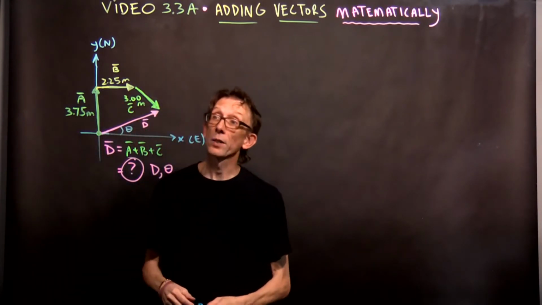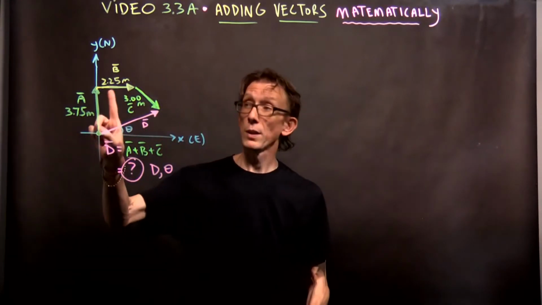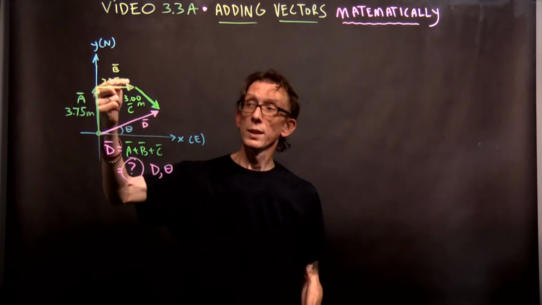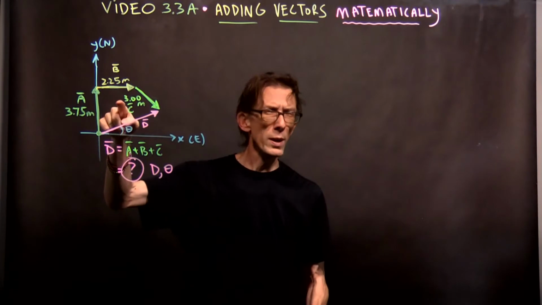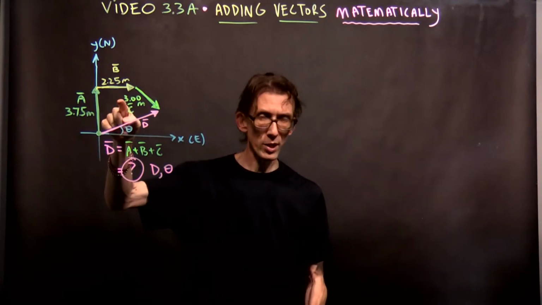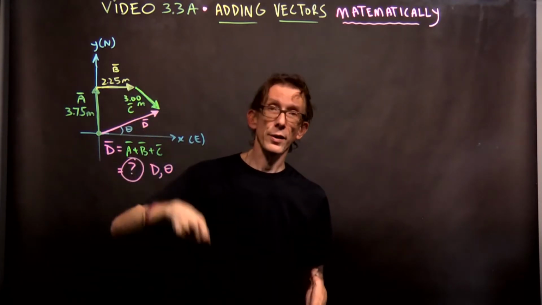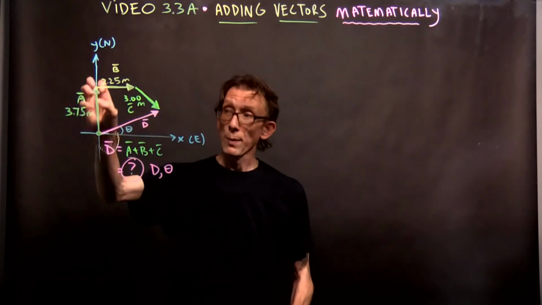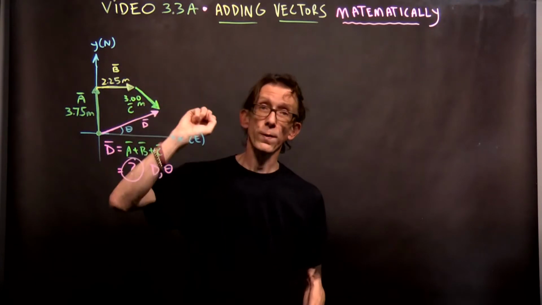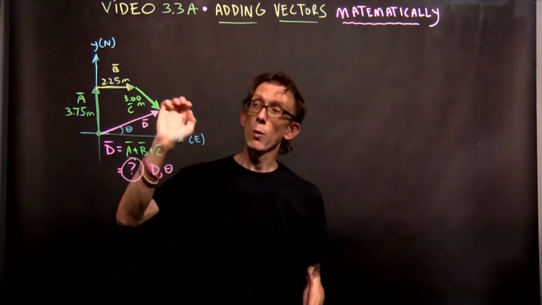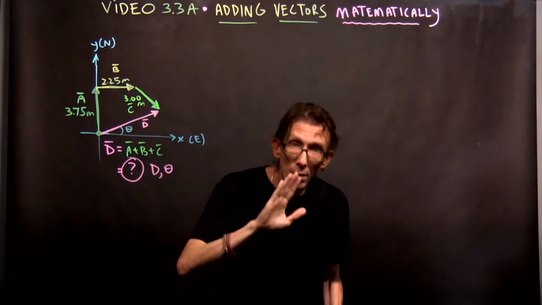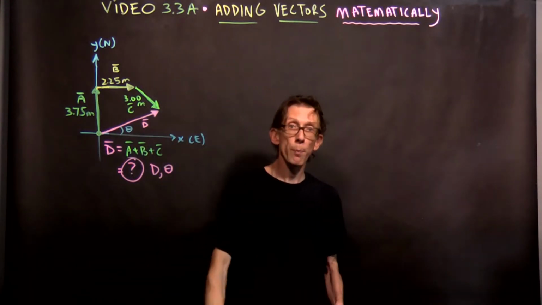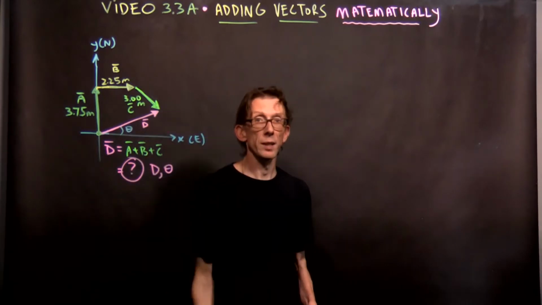I've got these three vectors. A, 3.75 meters north, B, 2.25 meters east, and C, which I had written as 2 meters last time, but should have been written as 3 meters to the southeast. Given that information, 3.75 meters north, 2.25 meters east, 3.00 meters southeast, what is D and theta? That is, how long is the resultant vector, the pink one, and at what angle does it sit?